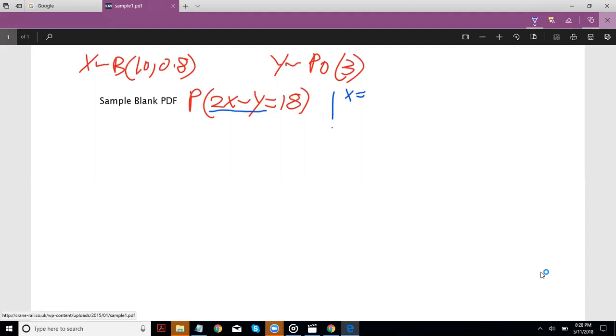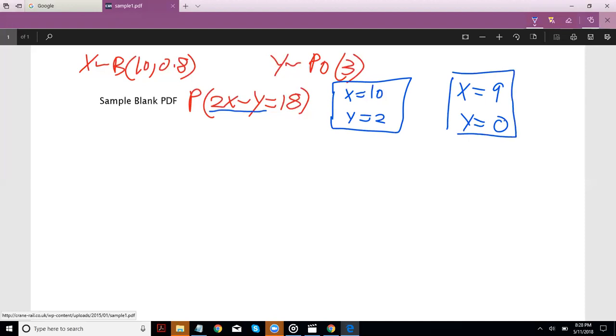One approach could be to figure out which values of x and y give you 18. Those values could be x is 10, excuse my handwriting, and y is 2, that would give you 18. If x is, let's say, 9 and y is 0, that would also give you 18. That would fulfill this particular expression.